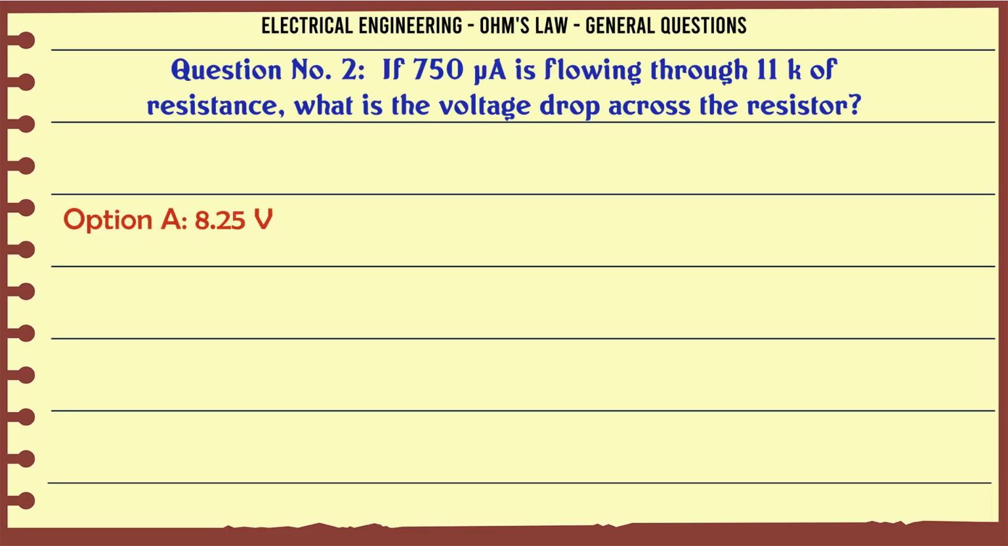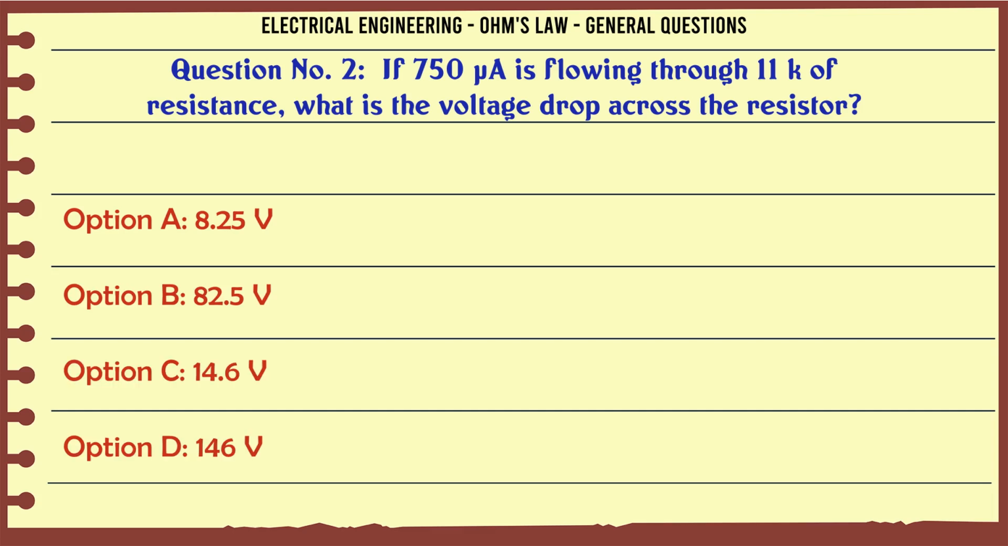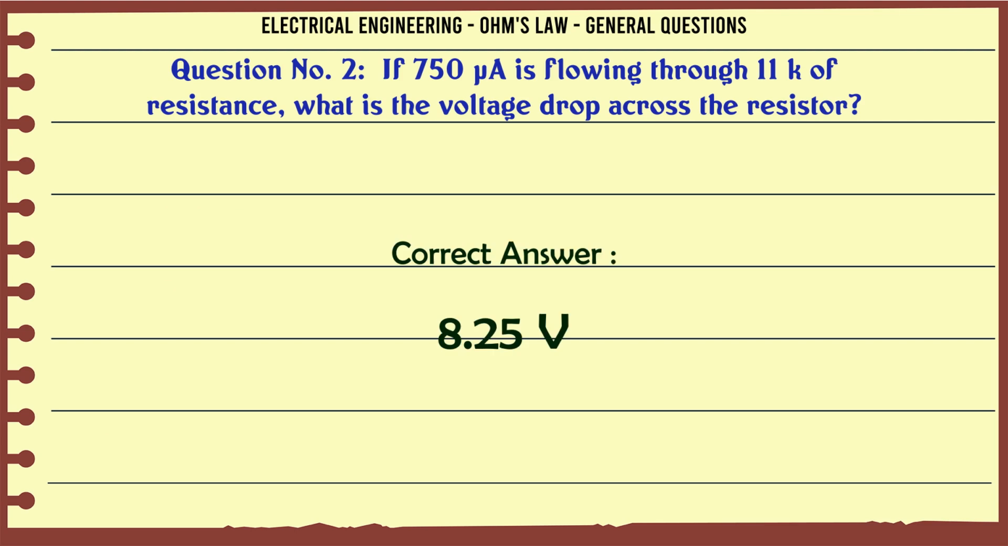If 750 A is flowing through 11 K of resistance, what is the voltage drop across the resistor? A) 8.25 V, B) 82.5 V, C) 14.6 V, D) 146 V. The correct answer is 8.25 V.